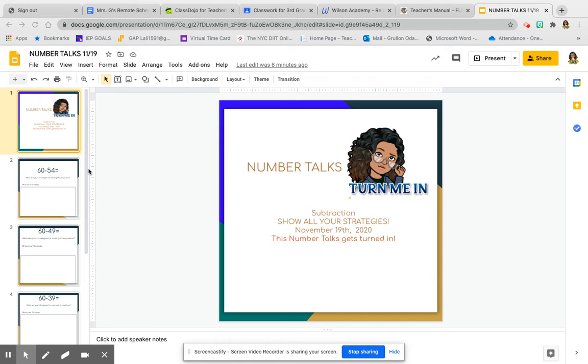So I just want to remind you to use your hand signals. Your fist on your chest means you're thinking. One finger up means you have one strategy. And as I always say, I encourage you to think of a second or a third strategy, and you would show us that you have two or three strategies by holding up two or three additional fingers. All right, so let's begin. And just a reminder, you are turning this number talks in.